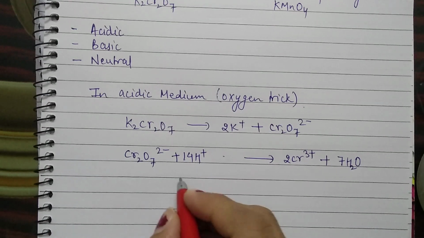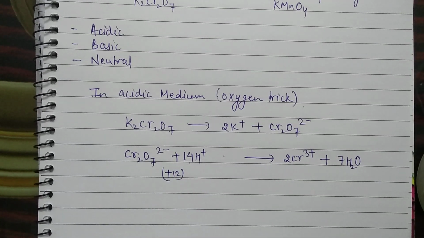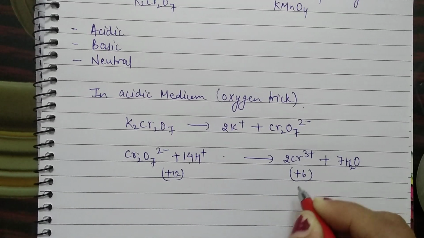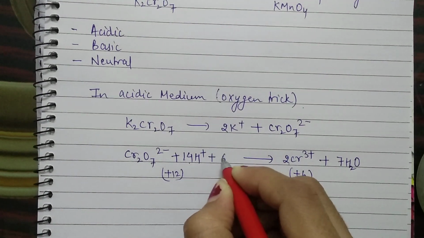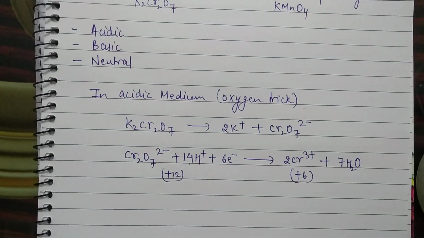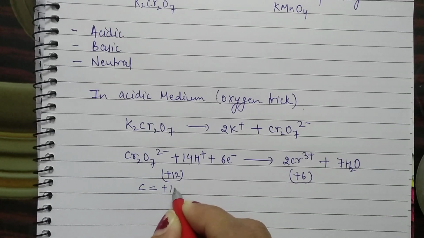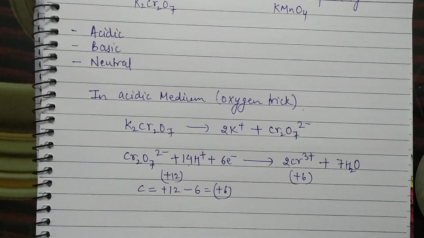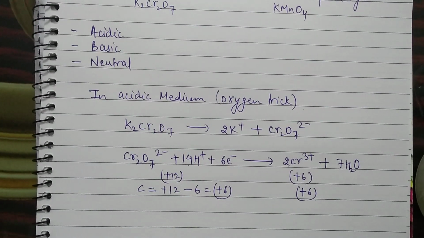We can see that a charge of +14 minus 2, which is +12, is there on the reactant side, and a charge of 2 multiplied by 3, which is +6, is there on the product side. So in order to balance the charge, we'll put 6 electrons on the reactant side, such that the total charge on the reactant side becomes +12 minus 6, which is equal to +6, which is equal to the charge on the product side. So that's how we balance potassium dichromate in acidic media.